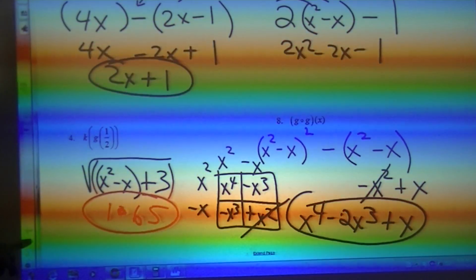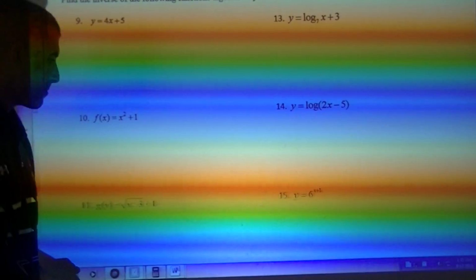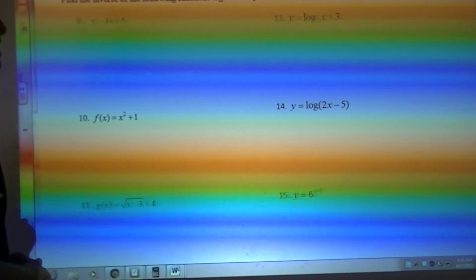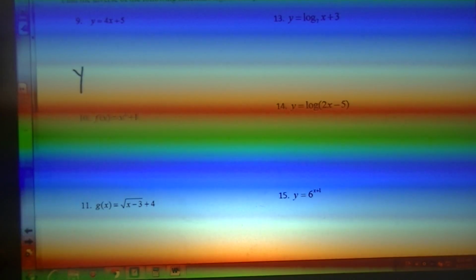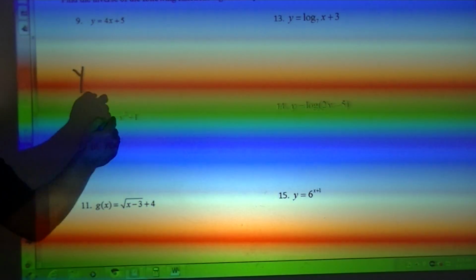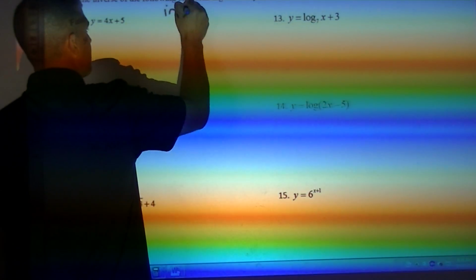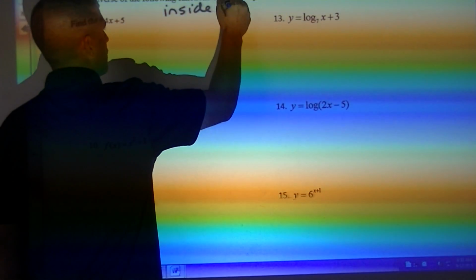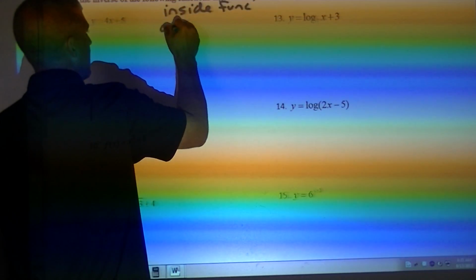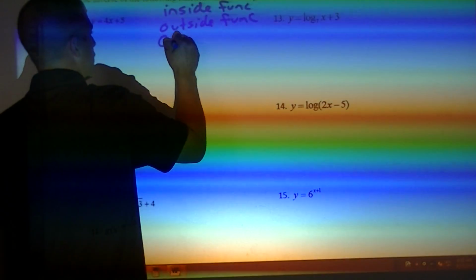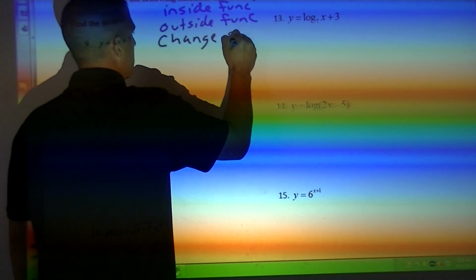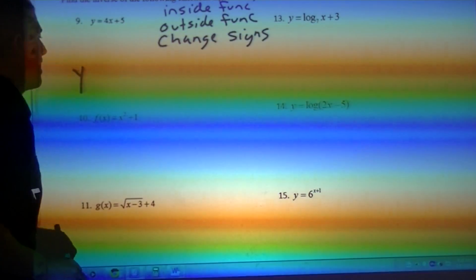All right, moving on. Number 9. Find the inverses. Given terms of x. So here's the deal. What we want to look at is something inside the function or outside the function. And we're going to change signs as we go. Okay, so here's what I mean.